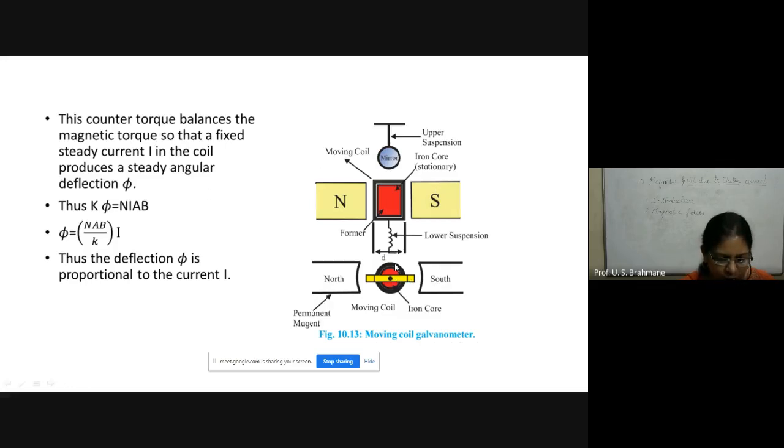You can see that this is the top view, and the radial magnetic field we get because of the shape of the horseshoe magnet. And this is the iron core. When this coil gets deflected, we get the corresponding current value. So phi is equal to NAB upon K, where all of these are constant. So the deflection is directly proportional to current. Thus the deflection phi is proportional to the current.